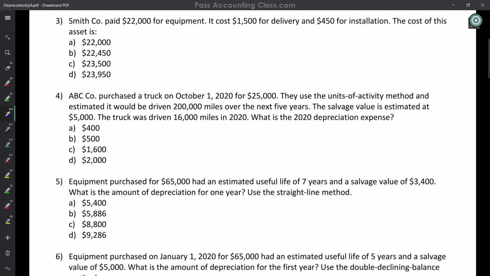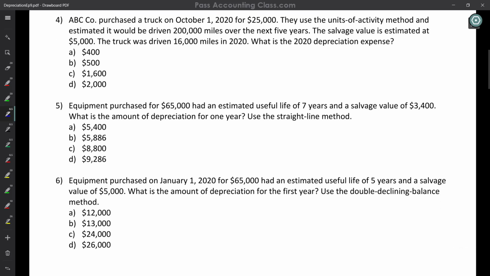So when we look at the delivery cost, that would be included. And when we look at the installation cost, that too would be included. So we need to take $22,000, add the $1,500, and then we're going to add the $450. And when we do that, we end up with $23,950. So the answer here is D.